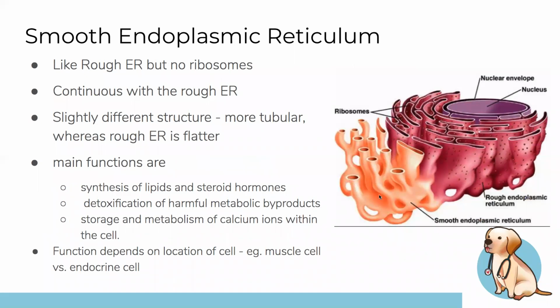Smooth ER, once again, is similar to rough ER, but they have slightly different structures. It's more tubular versus flat. The main functions are synthesis of lipids, detoxification of byproducts, and also storage and metabolism of calcium ions within the cell. I don't think that last point is very important because I don't really learn that much about calcium, but, you know, fun note.